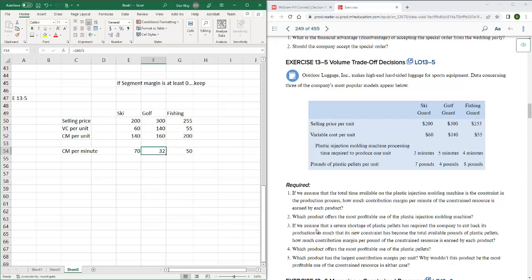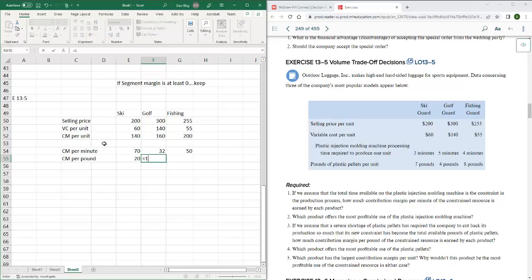Now, part 3 says that if we assume there's a severe shortage of plastic pellets, which requires the company to cut back its production so much that its new constraint becomes the total available pounds of plastic pellets, how much CM per pound of that new constrained resource is earned by each product? So now we're saying CM per pound of plastic. Well, the ski guard was $140 CM per guard per unit, and it takes 7 pounds of plastic. So there's $20 per pound.